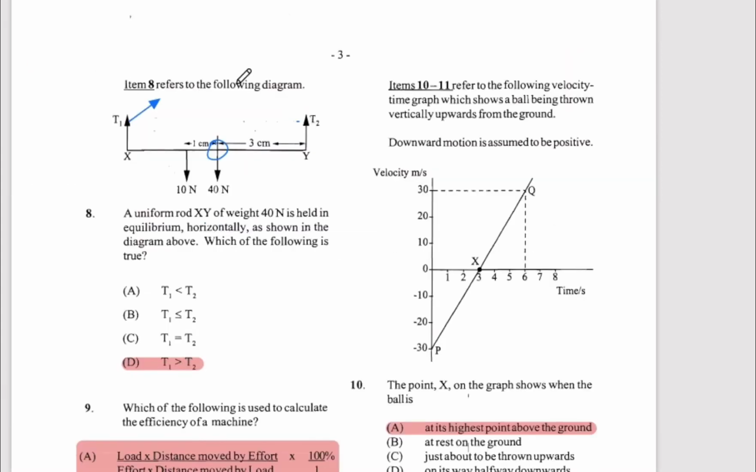Item 8 refers to the following diagram. It says a uniform rod XY of weight 40 Newton is held in equilibrium horizontally, as shown in the diagram above. Which of the following is true? And we can see that T1 is greater than T2.